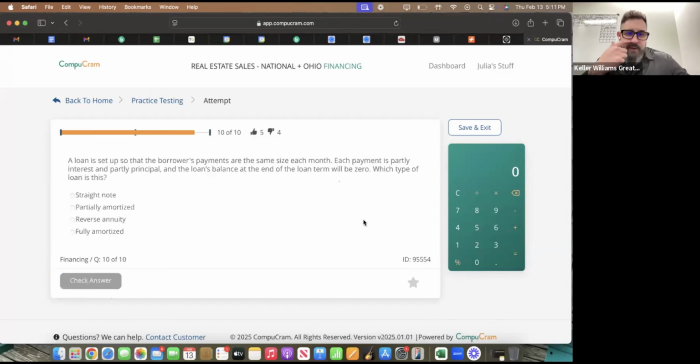All right, next question. A loan is set up so that the borrower's payments are the same size each month. Each payment is partly interest and partly principal, and the loan's balance at the end of the loan term will be zero. Which type of loan is this? A, straight note, B, partially amortized, C, reverse annuity, or D, fully amortized? What do you think?